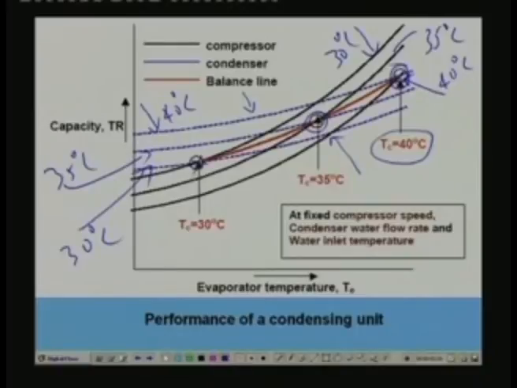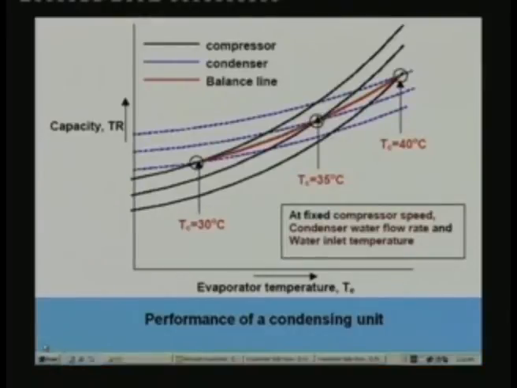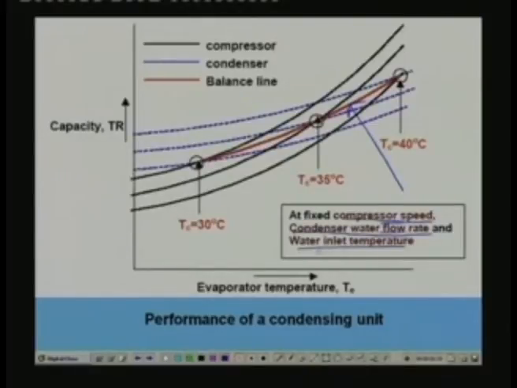Similarly, at this point, 30 degree centigrade condenser temperature, is the balance point. So, if you join all these 3 points, you get the balance line, or the characteristic curve for the condensing unit. And remember that this is at fixed compressor speed, fixed condenser water flow rate, and fixed condenser water inlet temperature. And this red line is your balance or characteristic curve for the particular condensing unit.